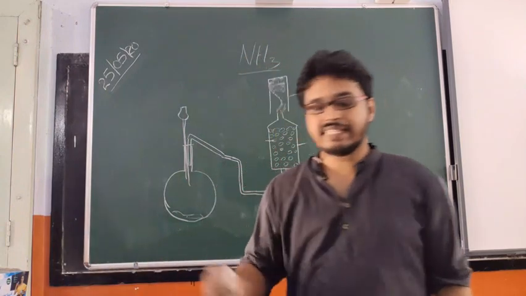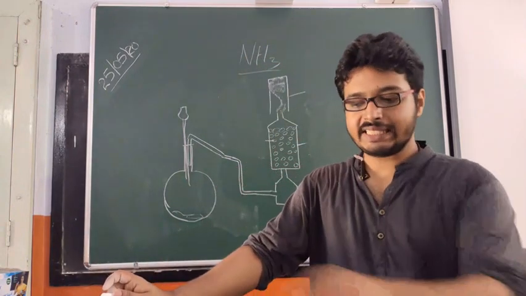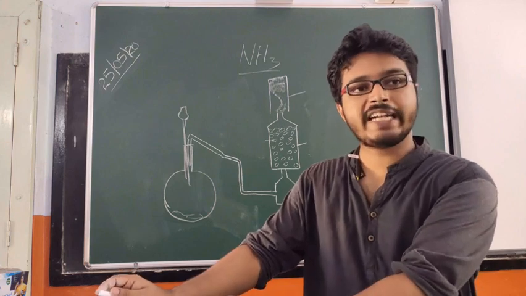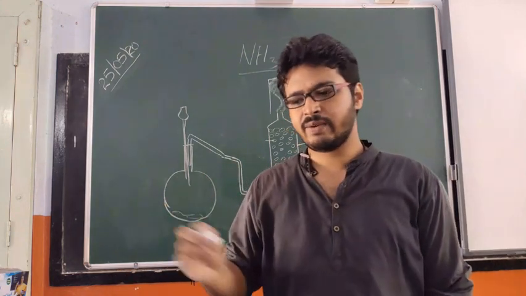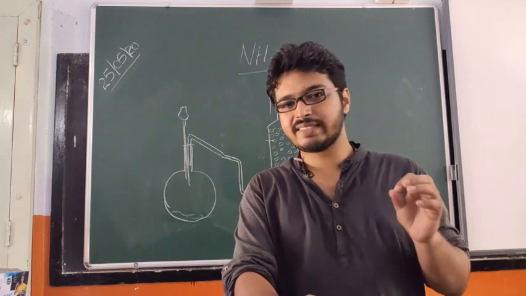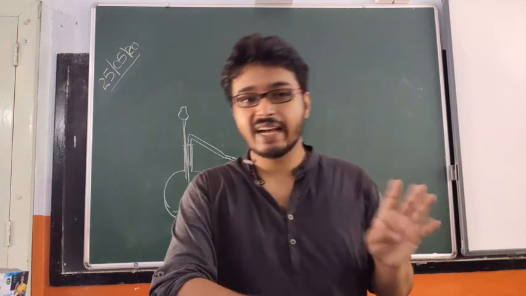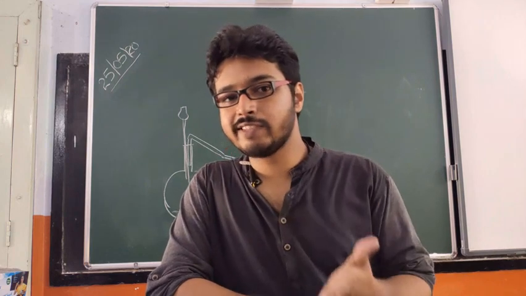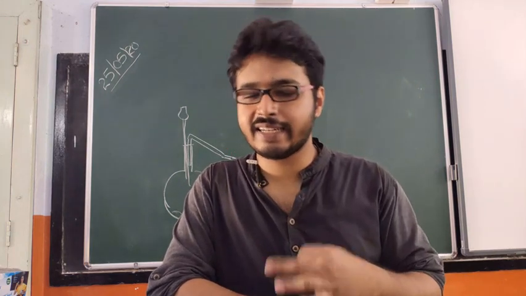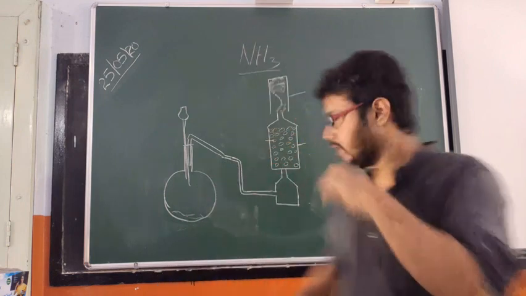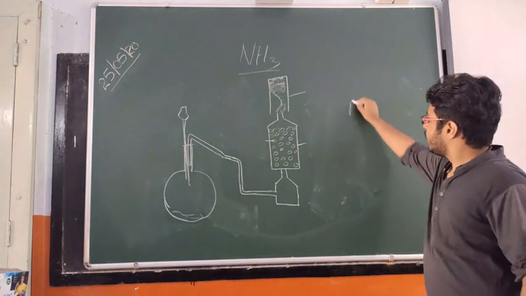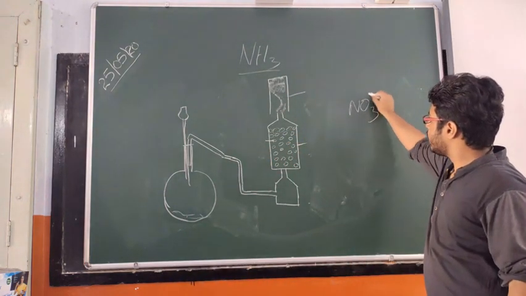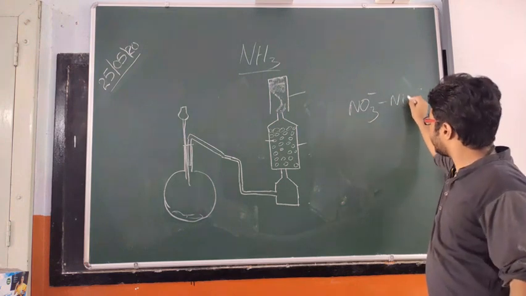Okay, the next preparation is the preparation of ammonia from metal nitrides. In the last class we discussed the difference between sulfate, sulfite and sulfide. Now, what is the difference between nitrate, nitrite and nitride? NO3 minus is called nitrate.